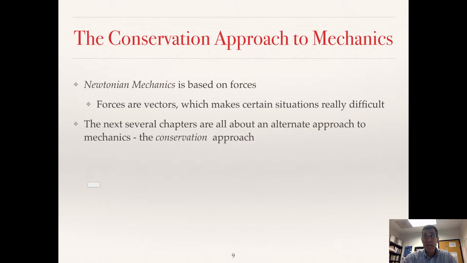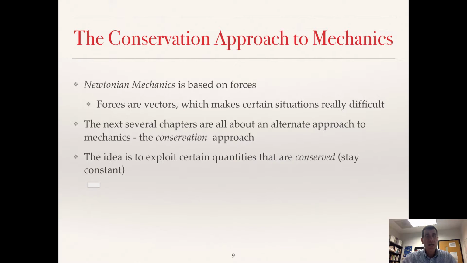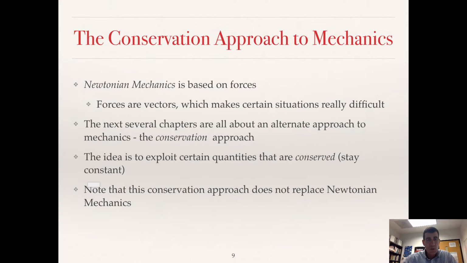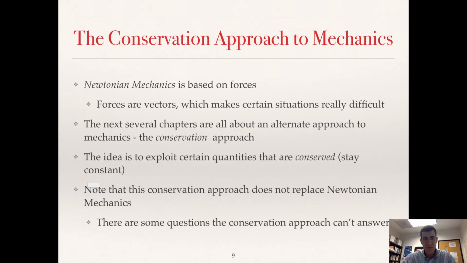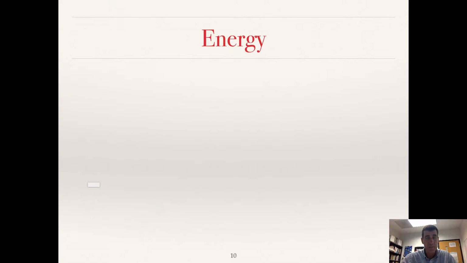So in the next several chapters we're going to be looking at an alternative approach, and this is the conservation approach. The whole idea behind the conservation approach is to exploit certain quantities that are conserved. And in physics, to be conserved means that they stay constant. So you look at a system, a collection of particles, and you look at things that stay the same. One point to note, though, is that this conservation approach is not going to replace Newtonian mechanics. There are some questions that the conservation approach can't answer, so we will still need to go back to forces at some point.